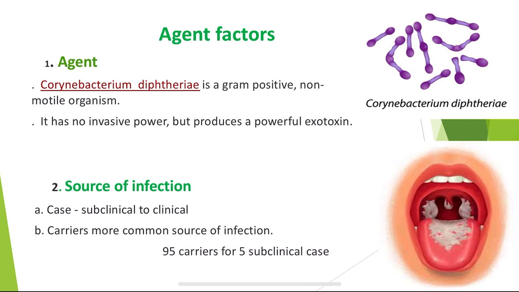A case is a person who is infected and displaying the signs and symptoms of the disease, whereas carriers are the more common sources of infection in diphtheria. Now, who is a carrier? A carrier is a person who is infected but not showing any signs and symptoms of the disease. In carriers, we cannot recognize the actual signs and symptoms; they are not evident. As a result, they are the more common sources of infection. 95 carriers are present for 5 subclinical cases.